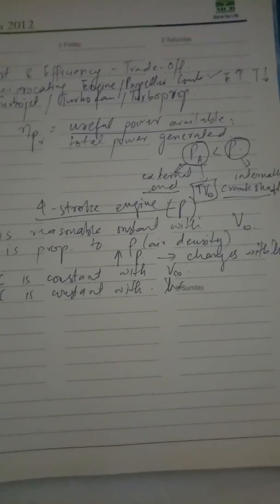What we reached was that the efficiency of the reciprocating engine propeller is very high as compared to the thrust, which is very low. Because of that, we discussed the mechanism, the efficiency and thrust trade-off, and afterwards the four-stroke engine, which is related to that.